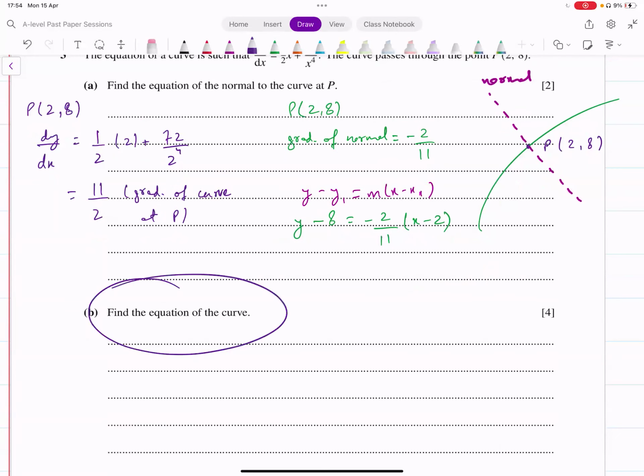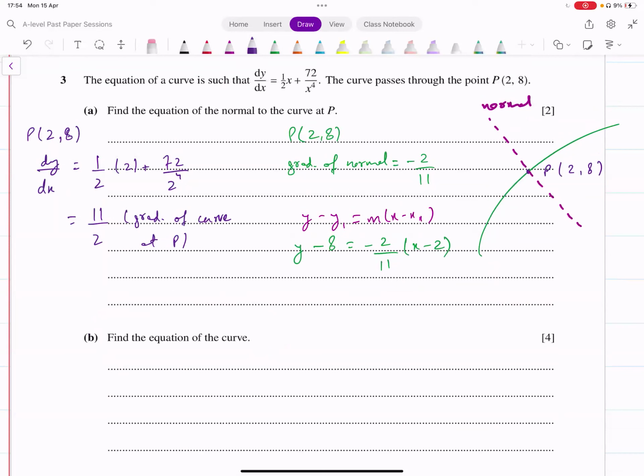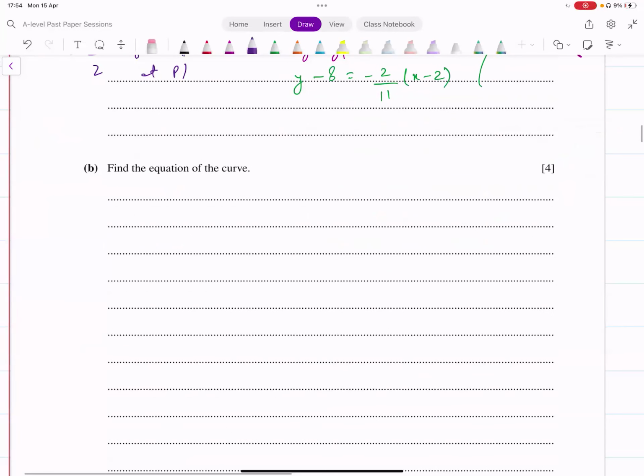Okay, now it says find the equation of the curve. You have the derivative of the curve. How do you go from derivative of a curve to the equation of the curve? You have to integrate, right? So you have the derivative. Let's find the equation of the curve from that.